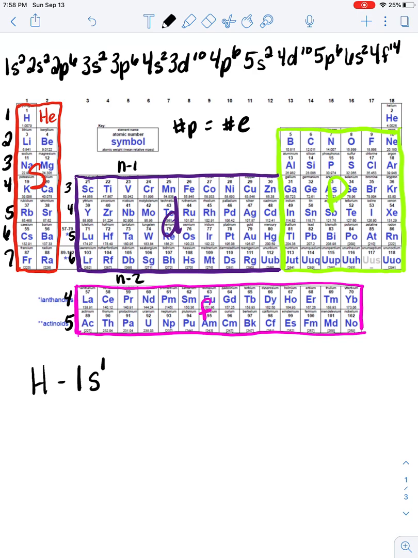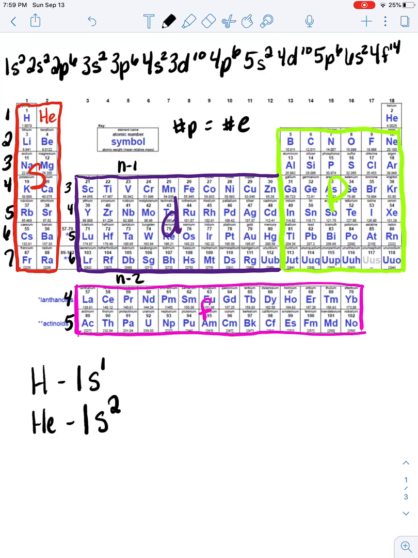So we've got 1s1. Now if we go to the next one, which is helium, you notice that I wrote helium in this little spot, and it's actually over here. Helium is in the S block instead of over here in the P block, and you'll understand this later, why the periodic table looks the way it does. But for what we're doing today, we're going to think of helium as being right here. Helium has 2 electrons because it has an atomic number of 2, so its electron configuration is 1s2, which means there are 2 electrons in the 1s sublevel.